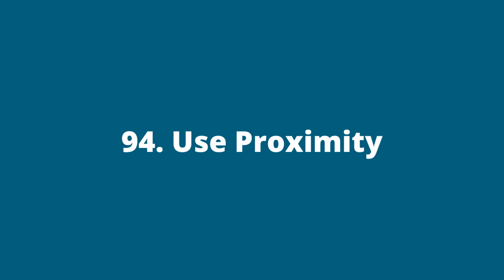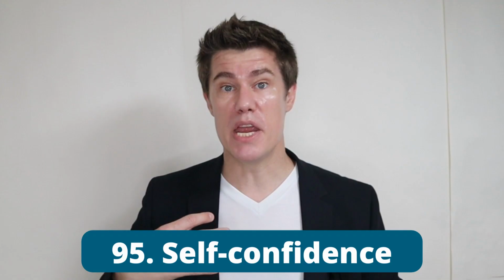Use proximity control. Move around the classroom and stand near students who may be off task or disruptive, using your presence to deter misbehavior subtly. Be more self-confident. You have to be strong in the classroom for the students to trust you and follow you as their teacher and leader.